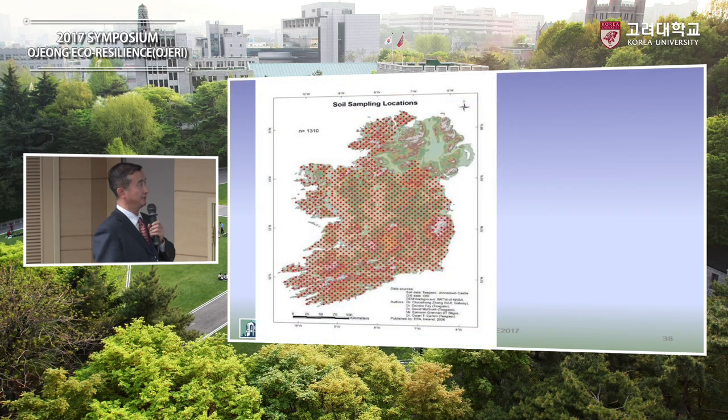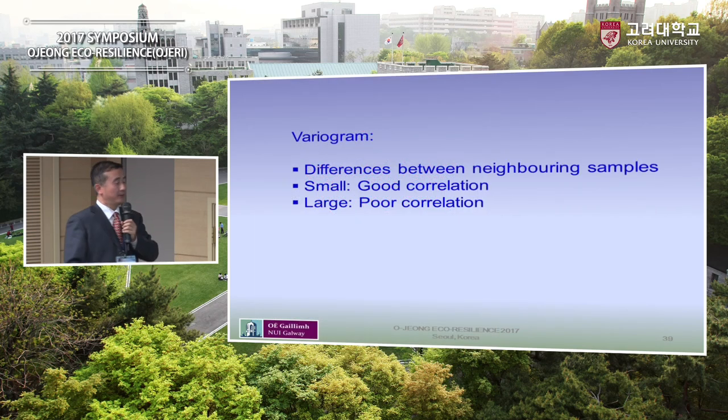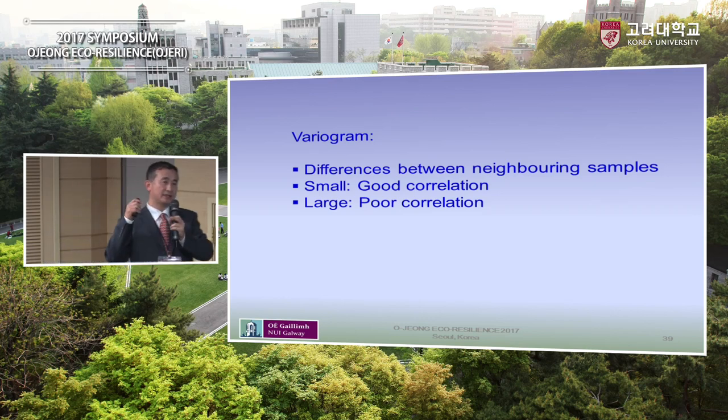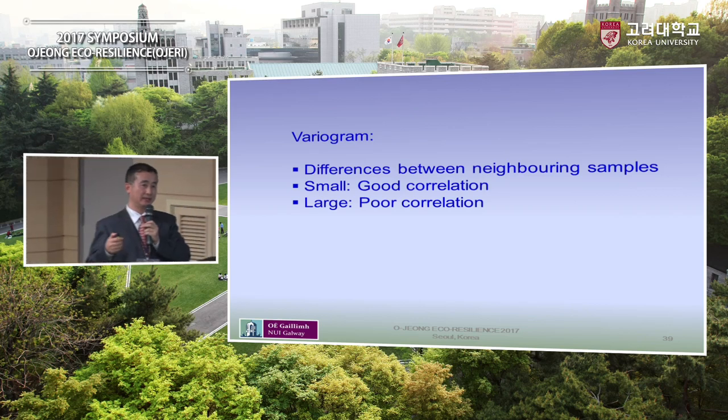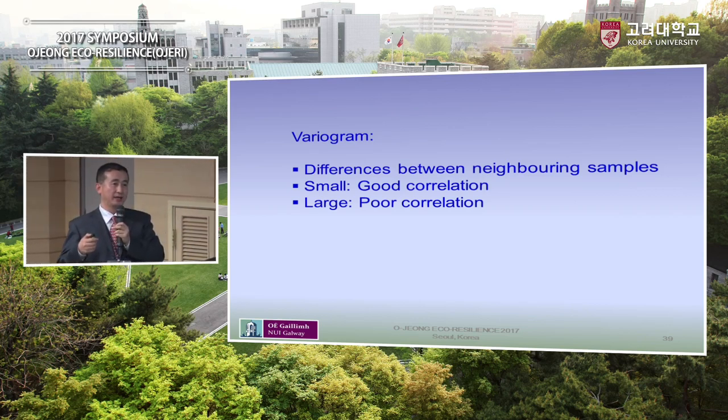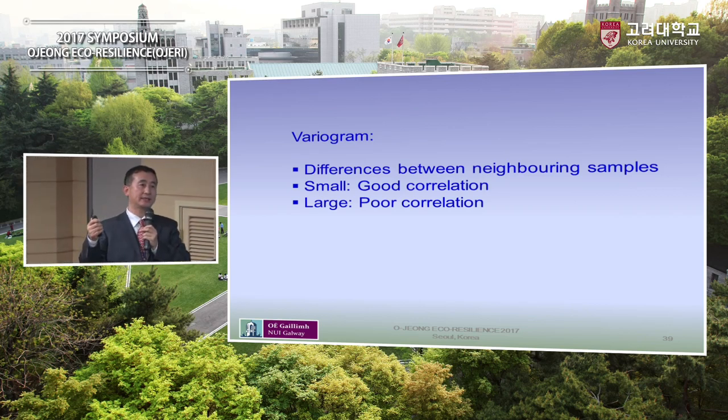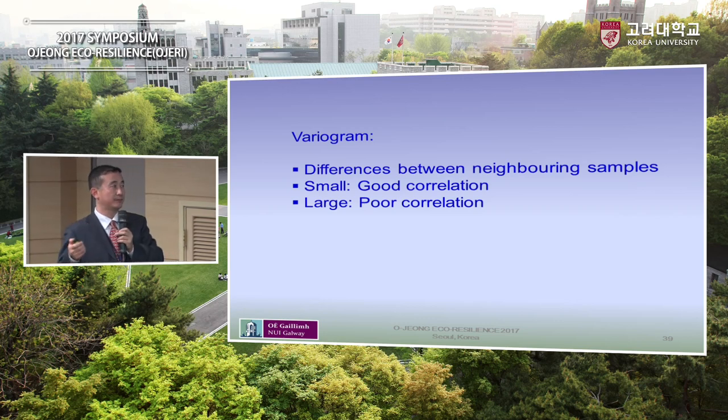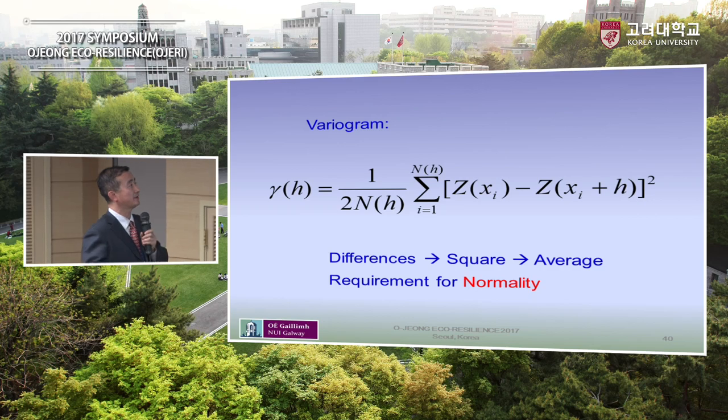Specifically, we have sampling sites in Ireland. The same in Korea, I believe. Then we calculate the difference between neighboring samples. If the difference is small, then they are correlated, they have better correlation. If the difference is high, we see that they have a poor correlation. And the method is called variogram.